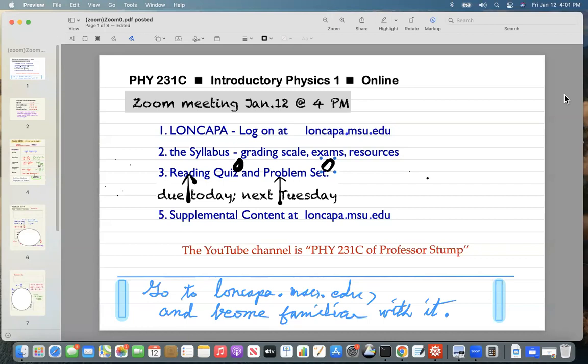So this is a Zoom meeting for Physics 231C. And we'll have a Zoom meeting like this every Friday, where the main purpose is to look at some of the homework problems that are coming due. Provide some hints on how to do the problems.